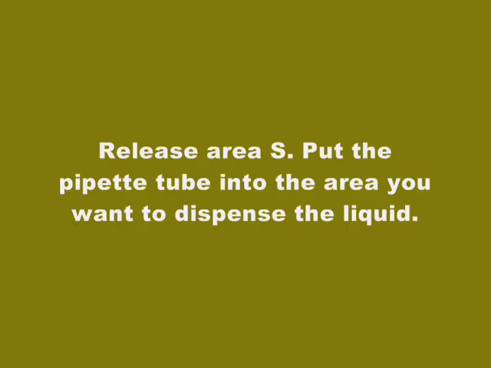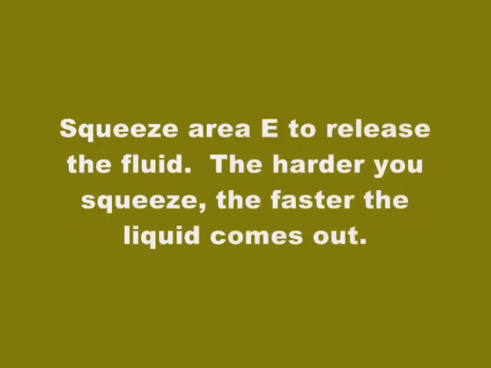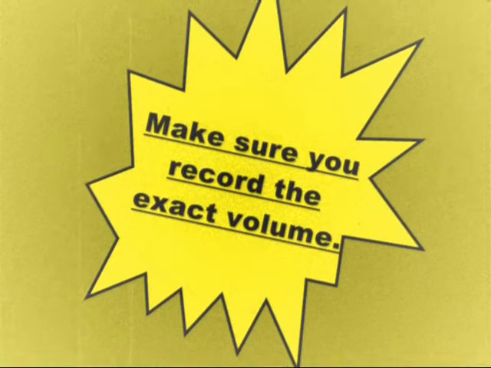Release area S. Put the pipette tube into the area you want to dispense the liquid. Squeeze area E to release the fluid. The harder you squeeze, the faster the liquid comes out. Make sure you record the exact volume.